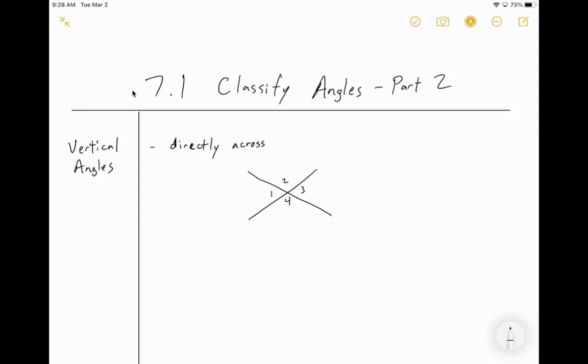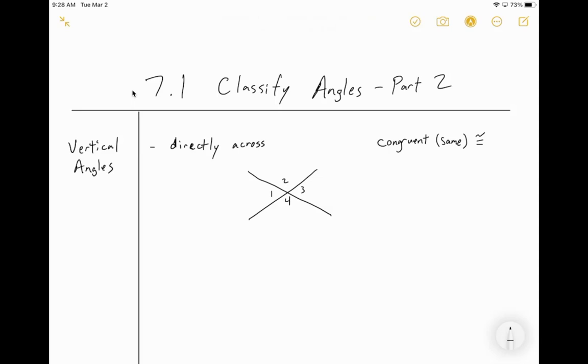Vertical angles, the cool thing about vertical angles, okay, is vertical angles are what we call congruent, meaning they're the same, okay? So they are congruent. That's another vocabulary word, which means the same, okay? And we use this symbol for congruent, which is an equal sign with a squiggly on top, okay?